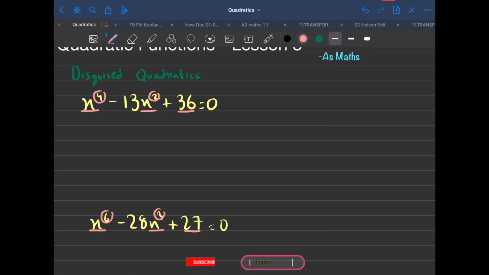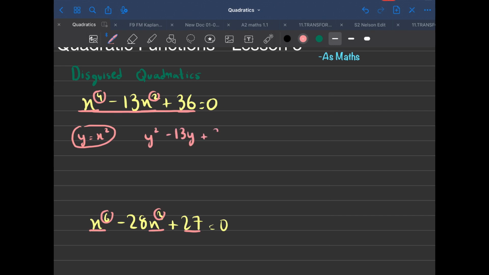So in add math, they tell you that y is equal to x squared. Now solve for x. But in AS math, a direct question like this can be given to you and you need to substitute yourself, or they might give you y is equal to x squared. So how will I solve this? So x power 4 will become y squared minus 13y plus 36 is equal to 0.